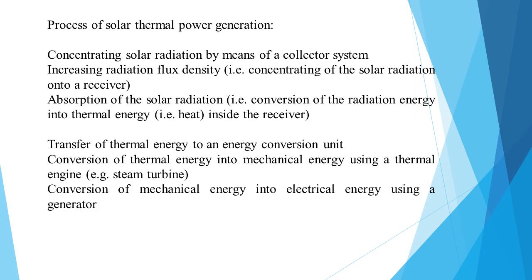Process of solar thermal power generation. Concentrating solar radiation by means of a solar collector system, increasing radiation flux density, that is concentrating the solar radiation onto a receiver. Absorption of the solar radiation, that is conversion of the radiation energy into thermal energy, that is heat, inside the receiver. Transfer of thermal energy to an energy conversion unit. Conversion of thermal energy into mechanical energy using a thermal engine, for example a steam turbine. Conversion of mechanical energy into electrical energy using a generator.